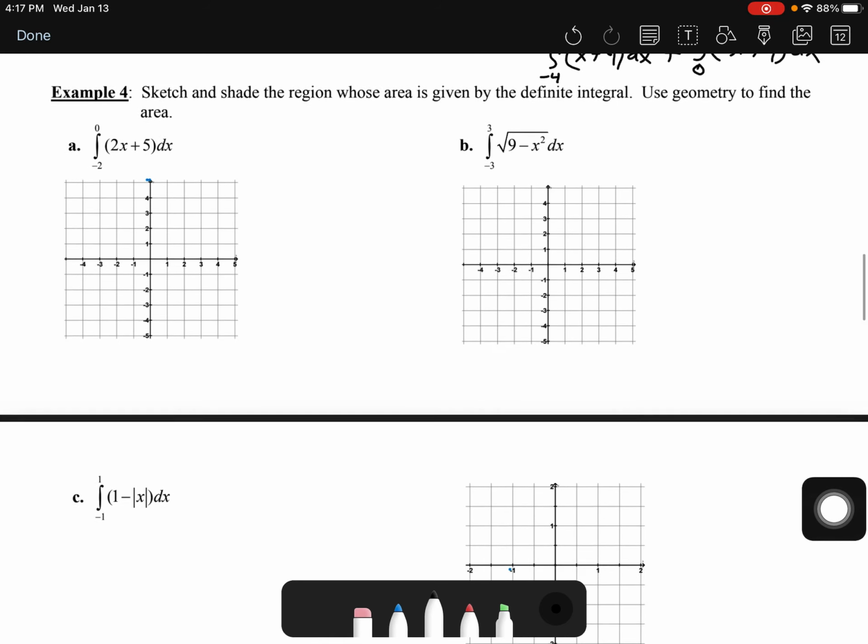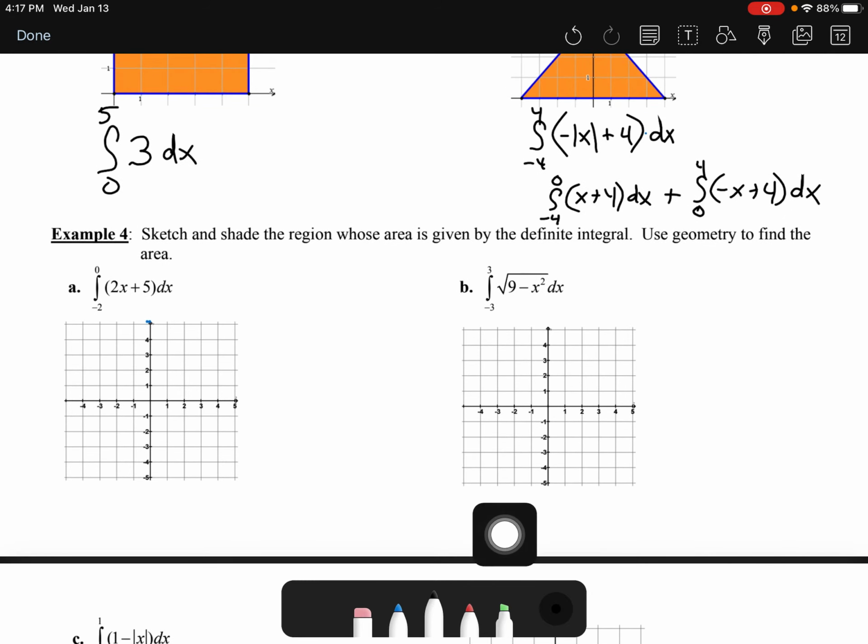Okay, we just got, I think, 3 more before I stop video for this one. Okay, this one asks us to sketch and shade the region whose area is given by the definite integral, and you can use geometry to find the area.